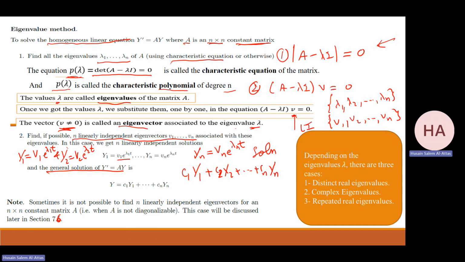If I did not get these linearly independent eigenvectors, if it's not possible to find them, then we need something which will be discussed later in section 7.6. By the way, the eigenvalues which I get from the first step are usually either distinct real eigenvalues, non-real eigenvalues, or repeated real eigenvalues. The first two cases will be discussed in 7.3, and the last case, which includes this one, will be discussed in 7.6.